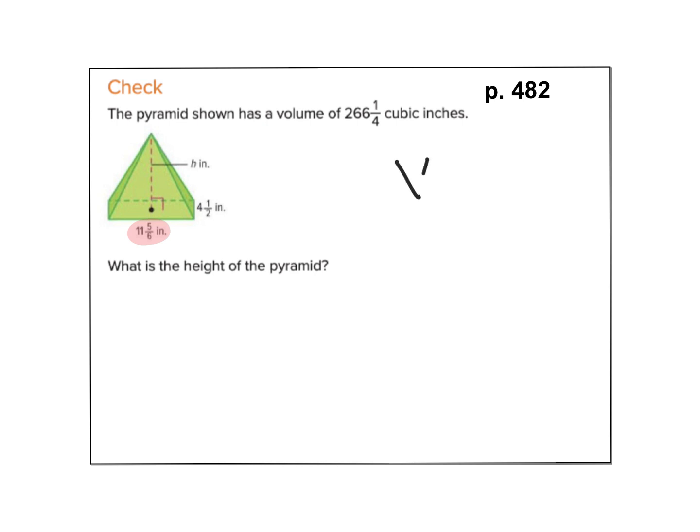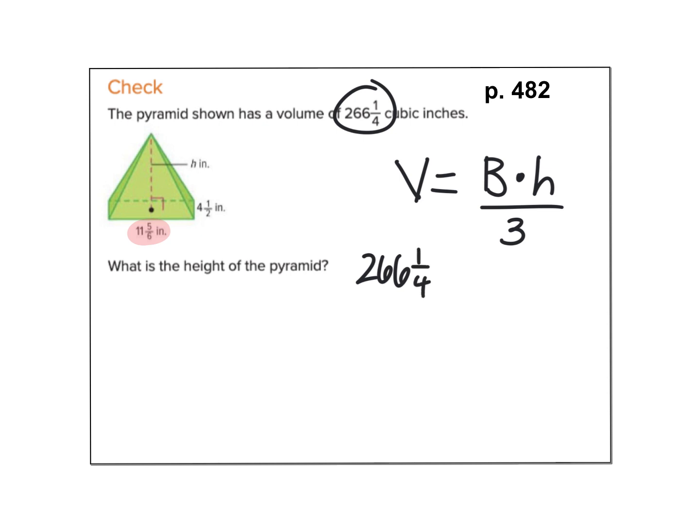So first thing, let's write the volume formula for a pyramid. It's area of the base times the height, and then you divide by 3. Okay, let's fill in what we know. I know the volume is 266 1/4 cubic inches. Okay, I know the 3. I do not know the height. The area of the base.